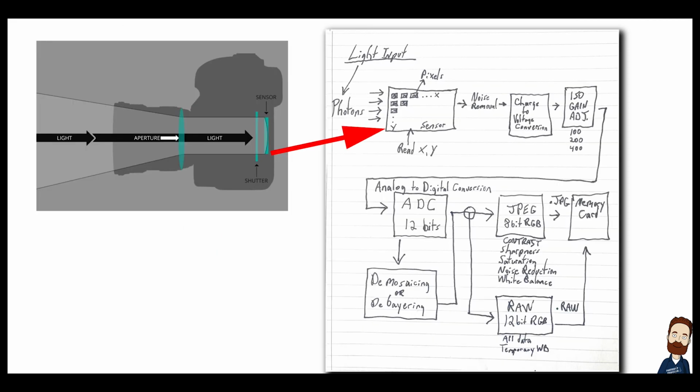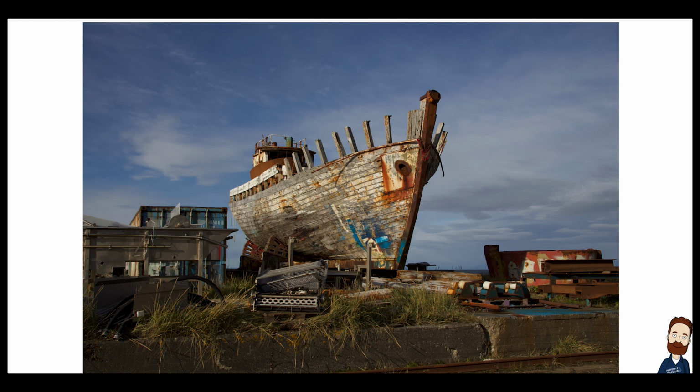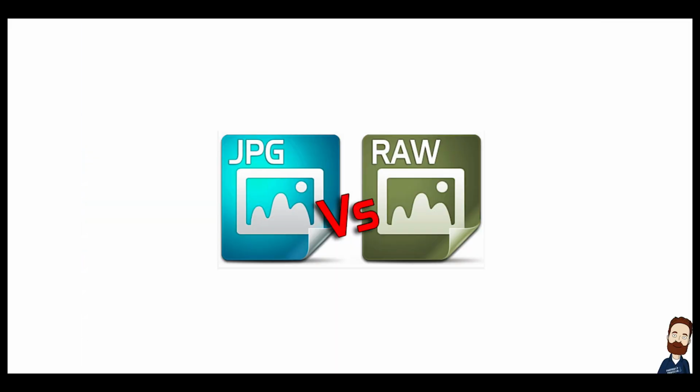And at that point, the image or output is an RGB JPEG file that's 8-bit and everything's baked into it, or it's output as a RAW file, maybe 12-bit or 14-bit, where all the data is encoded into the image. Nothing is thrown away. And from either place, it's stored on the memory card, giving you this image as either a JPEG file or RAW file or both. Let's go further into JPEG versus RAW.